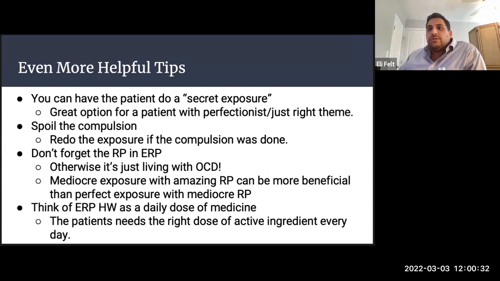So what I typically will do is say, okay, you have to choose your own exposure. Don't tell me what it is. Choose your own response prevention. Don't tell me what it is, and just go do it this week. That's your job. And that can be very helpful because what you're doing is bringing the uncertainty into the actual exposure.